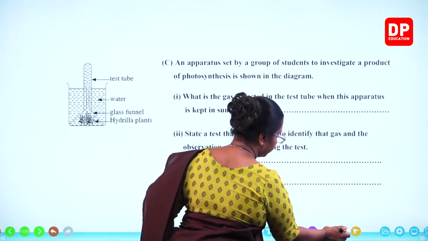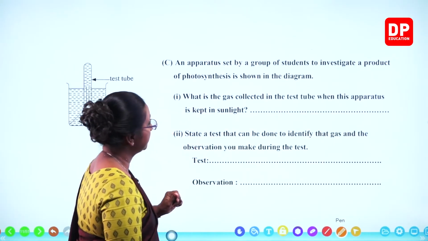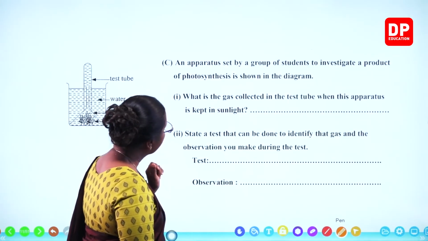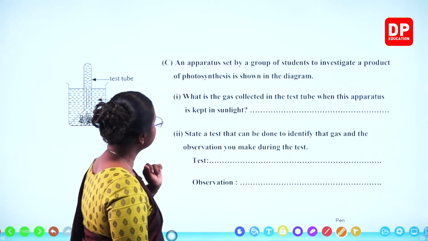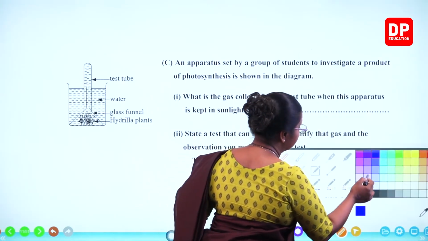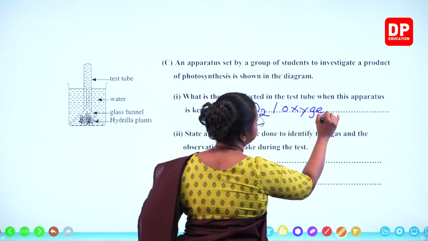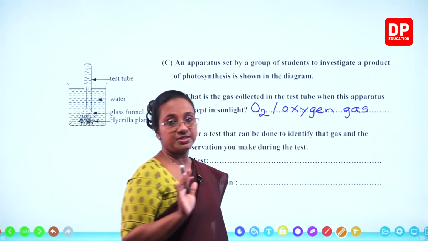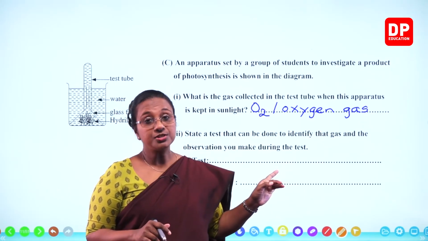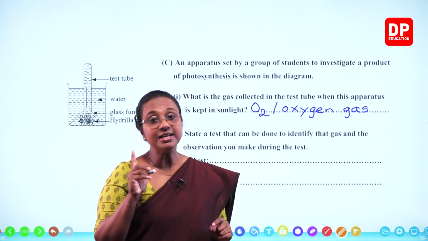So here, an apparatus set by a group of students to investigate a product of photosynthesis is shown in the diagram. So you all know it is to observe oxygen. First question. What is the gas collected in the test tube when this apparatus is kept in the sunlight? So what is it? It's oxygen. You can write the chemical symbol O2, or you can write it as oxygen gas. You can even just write it as oxygen. It's fine. So either O2, oxygen or oxygen gas. Like I told you all students, I am writing both the answers so that you become familiar with both of them. You need to write only one answer.